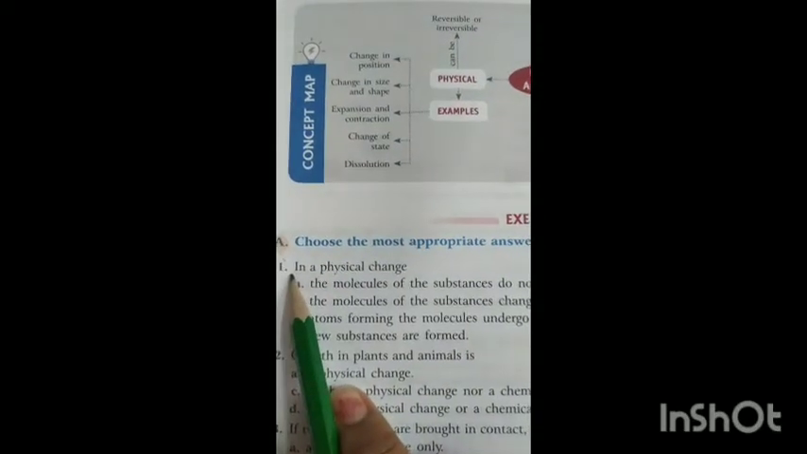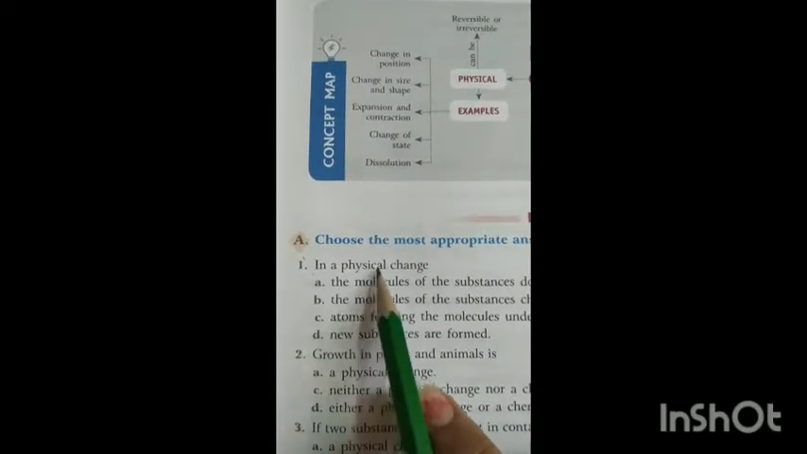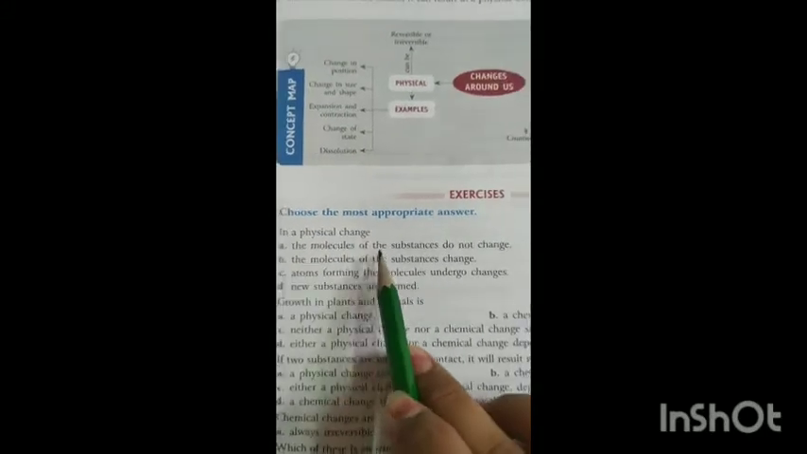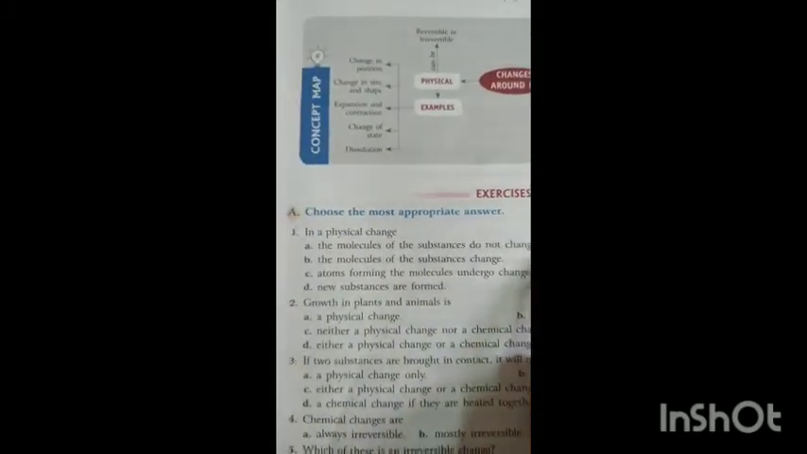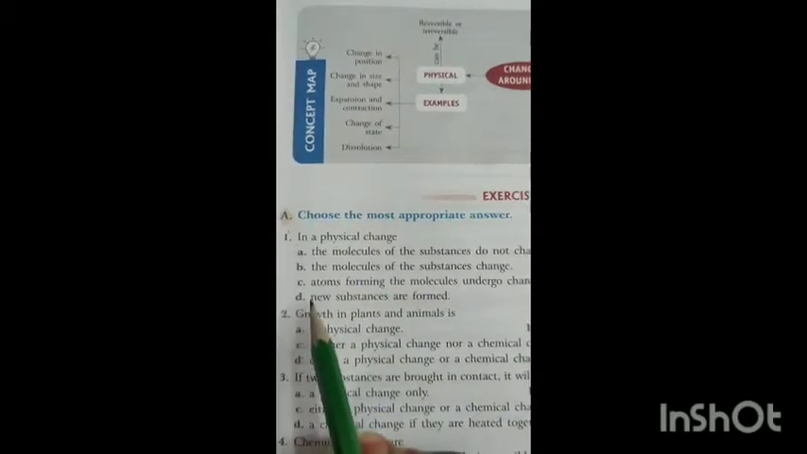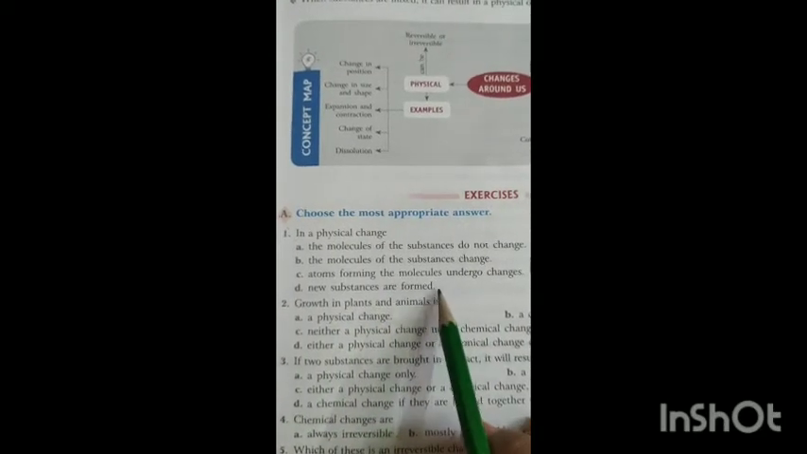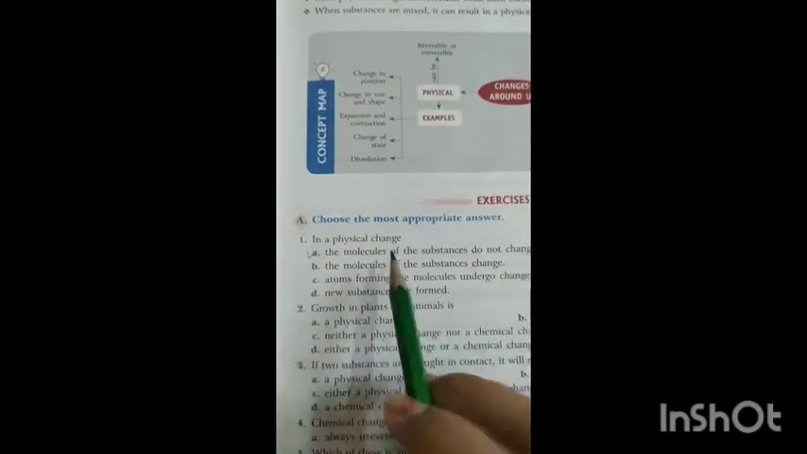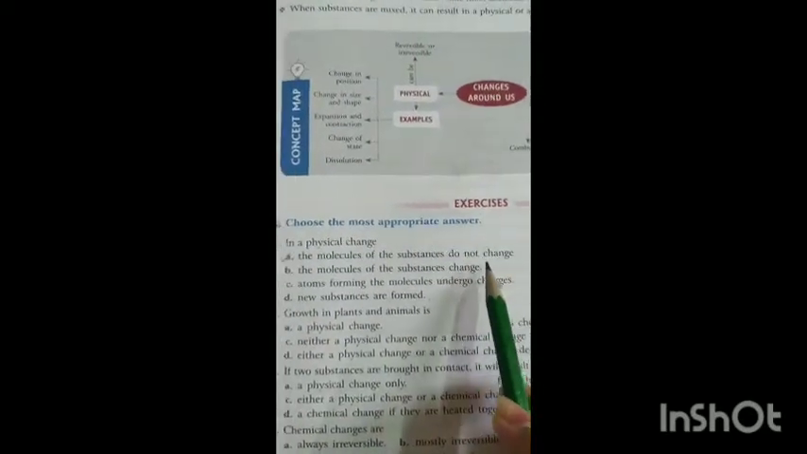What does question 1 say? Question 1 is, in a physical change, the molecules of the substances do not change. B, the molecules of the substances change. C, atoms forming the molecules undergo changes. D, new substances are formed. So what is the answer? In a physical change, what happens? Yes, the answer is A. The molecules of the substances do not change.